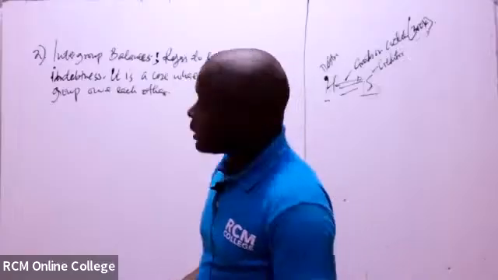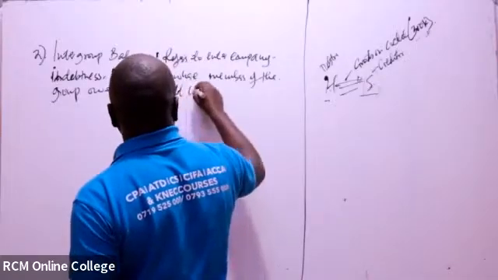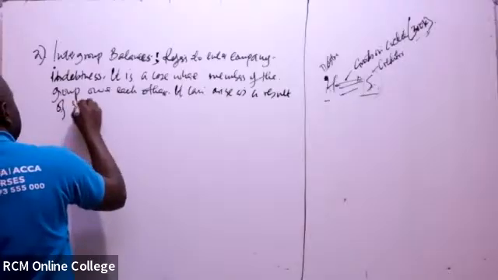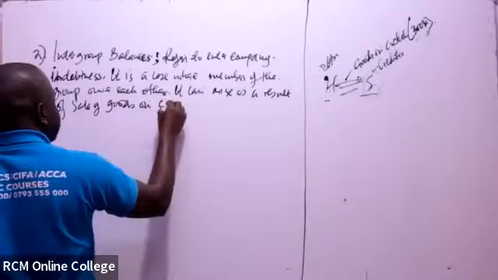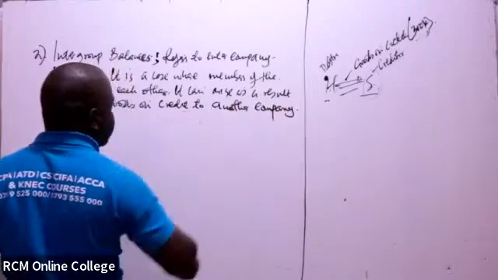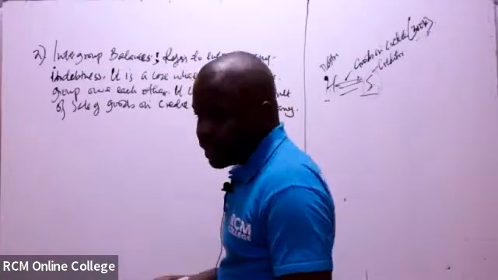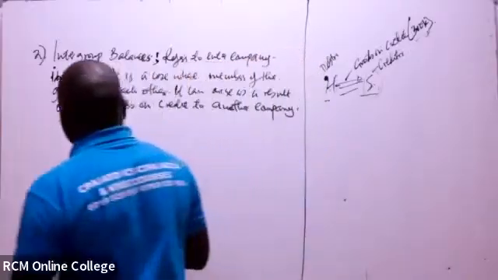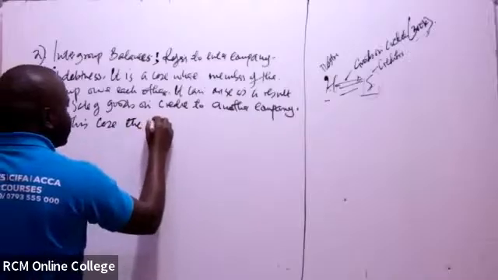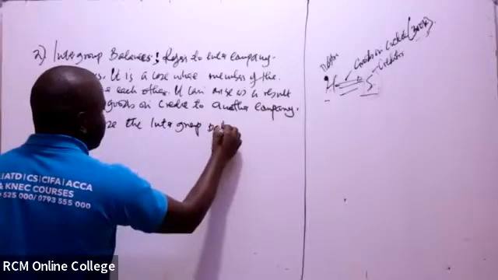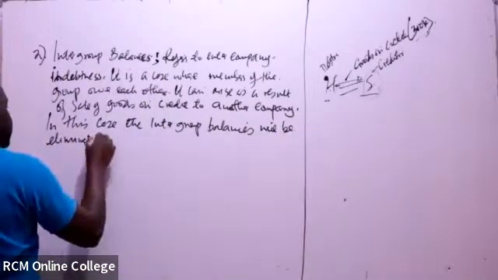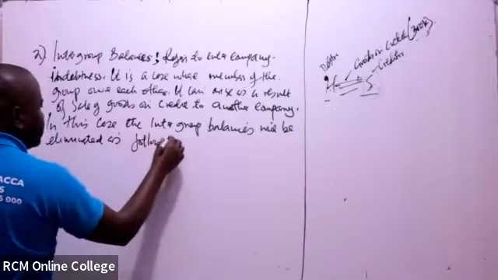So it can arise as a result of sale of goods on credit to another company. Then you write and say, in this case, the intergroup balances will be eliminated as follows.